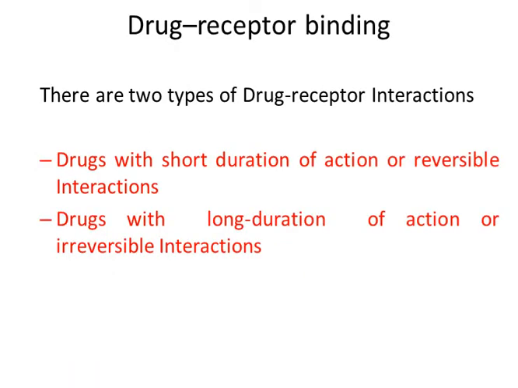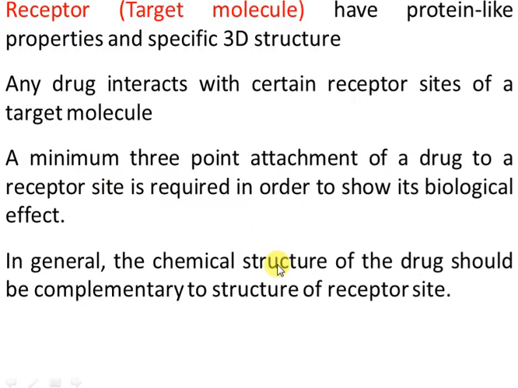Right, so in the previous lectures we have stated that there are two types of drug receptor interactions. The reversible interactions: in case the drug binds reversibly with the receptor, then such drugs will have shorter duration of action. So these drugs will only show their biological effect until they remain bonded with the receptor. Secondly, in case a drug binds irreversibly with the receptor, then such drugs will have longer duration of action. So we do not want drug to have longer duration of action and irreversible type of interactions.